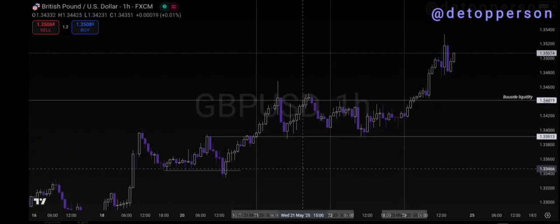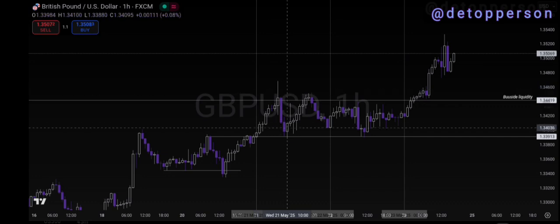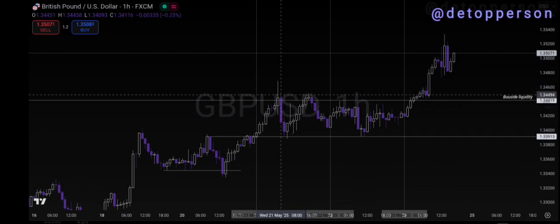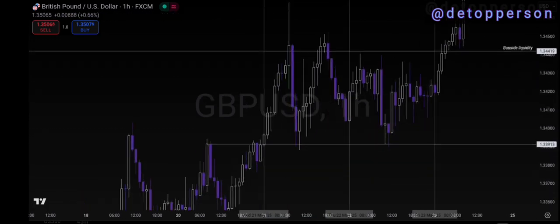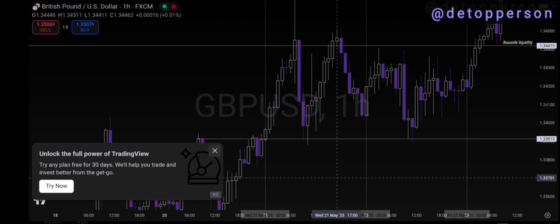Now after price took out the liquidity right here, what happened? We saw a rejection. Okay, price rejected, came into a key zone, which is our breaker. Now guys, at this point, what are you waiting or looking out for? Now let's see. When price came all the way down here, there was a rejection off from it. Okay, this is it guys.